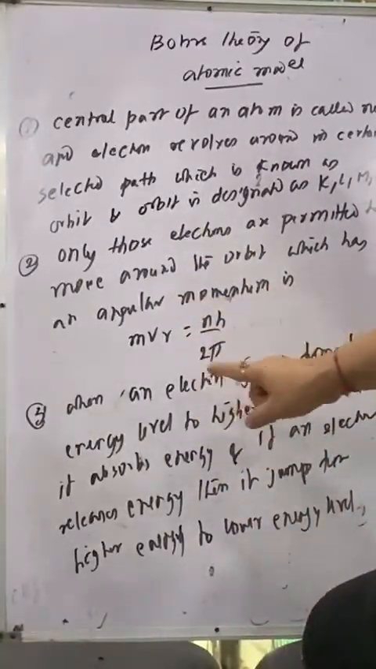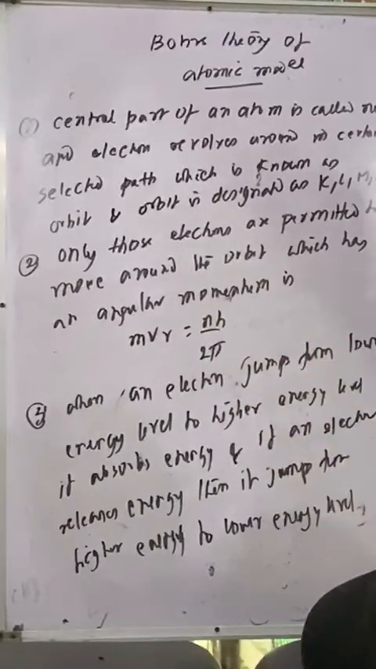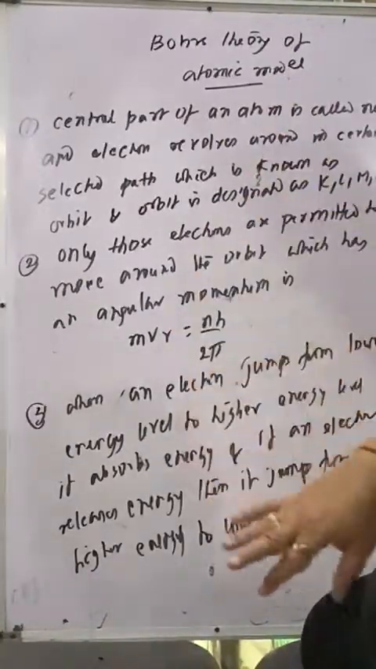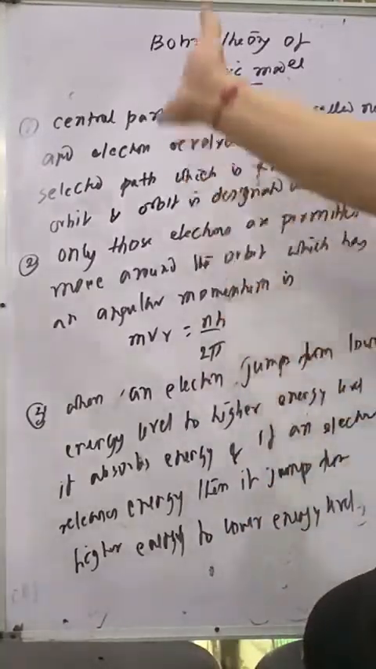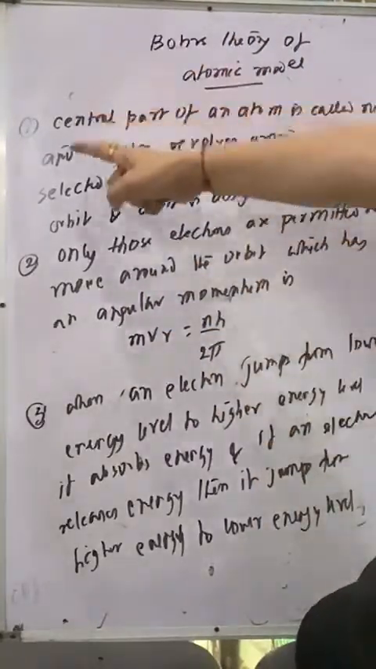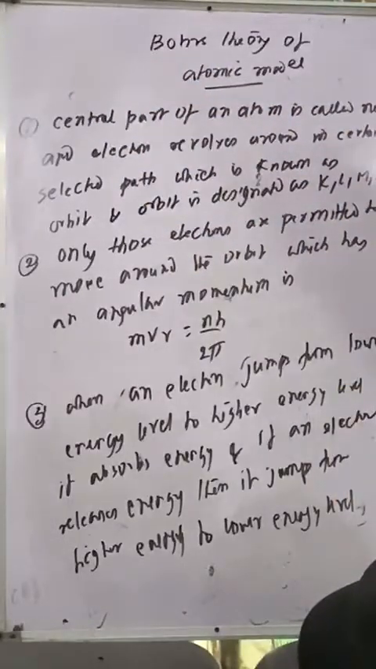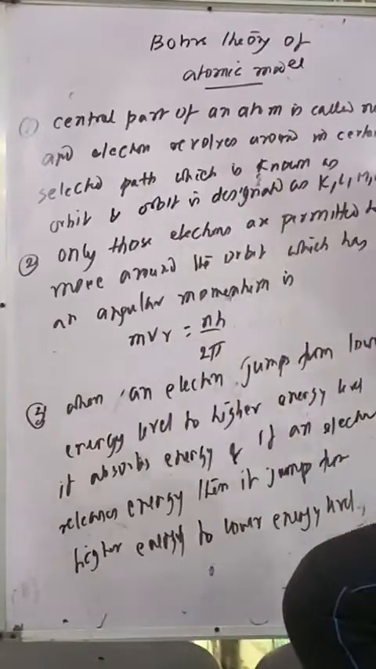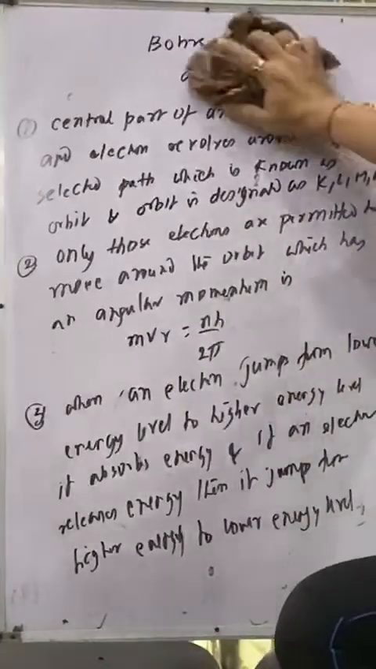Next, when an electron jumps from a lower energy level to a higher energy level, it absorbs energy. And if an electron releases energy, then it jumps from a higher energy level to a lower energy level. So all these three points you have to discuss according to Bohr's theory. The central part of the atom is called the nucleus and electrons revolve around it; that is understood. So we are starting with the second and third points of Bohr's theory.